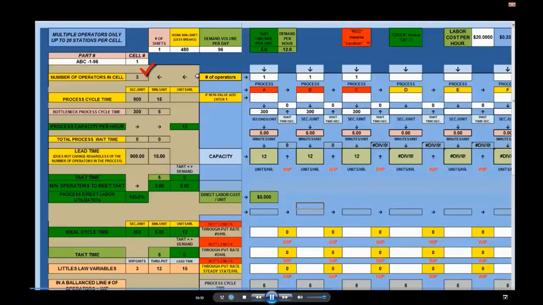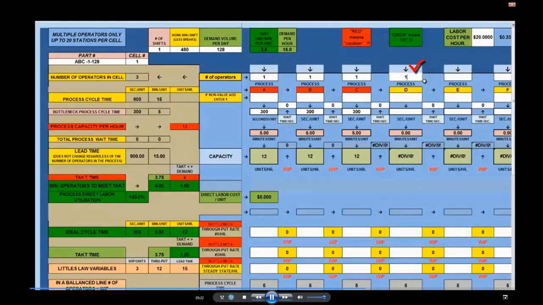Now, because we plan on increasing demand in the future, let's design the cell for a 20% increase in demand to 128 units per day. First, let's change the part number to ABC-128 to reference the increased capacity or demand for future reference. Well, we know that our 3 operators are currently running at the capacity rate of 15 units per hour, so we need to add at least 1 more operator to our process.